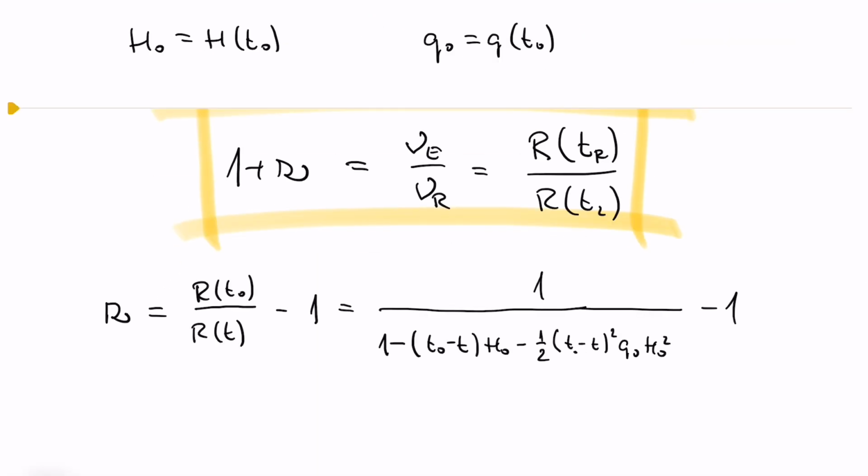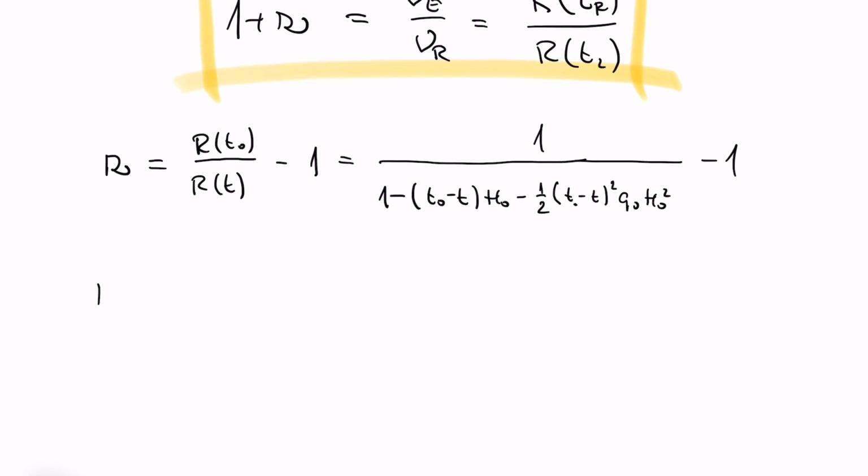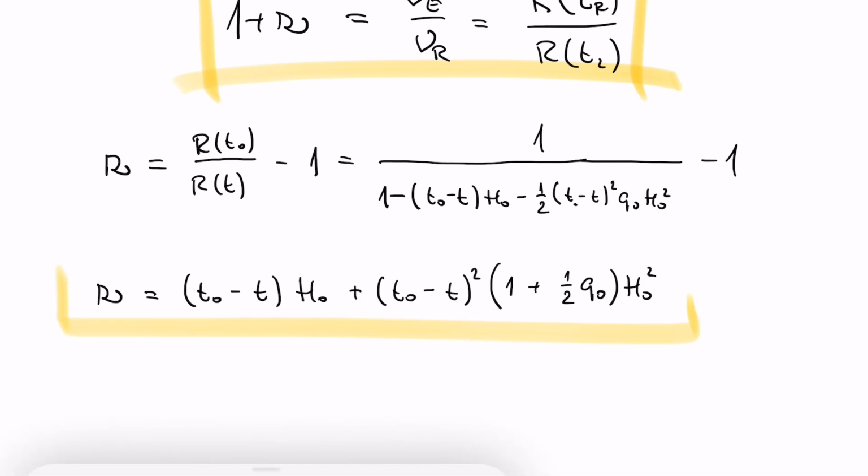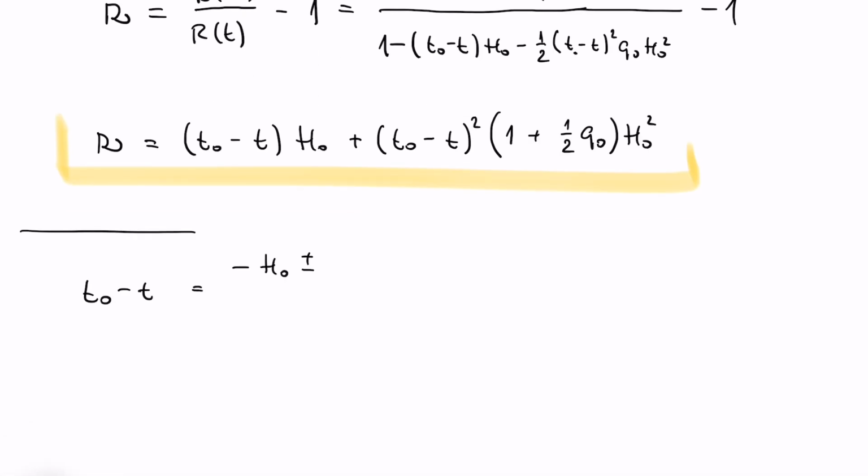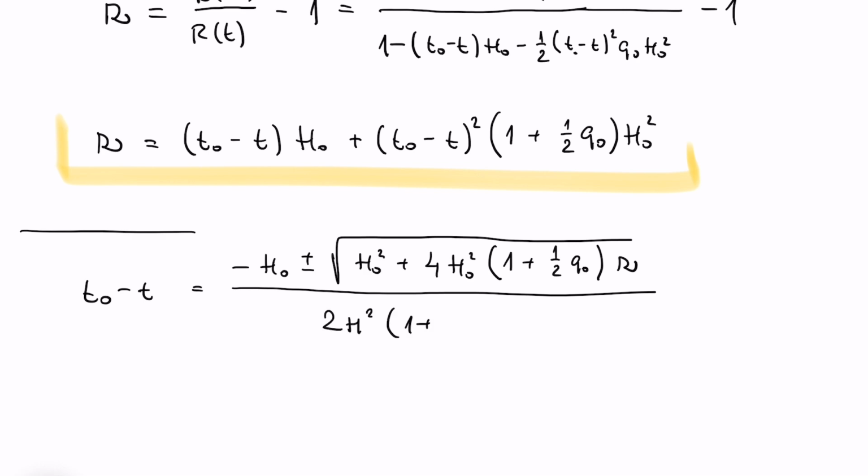If the look-back time t0 minus t is small, there again we can Taylor expand this expression up to the second order in the time difference and get this. Now the redshift is the observed quantity, while the look-back time is not. And so it is more useful to express the look-back time from the redshift. We can solve this quadratic equation and get this. And obviously only the upper sign applies because we want a positive look-back time.